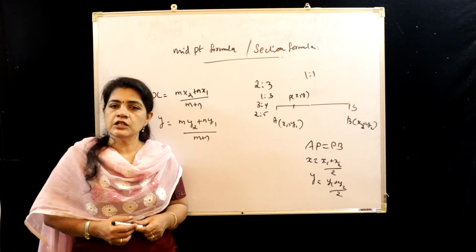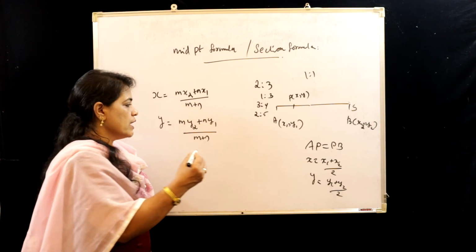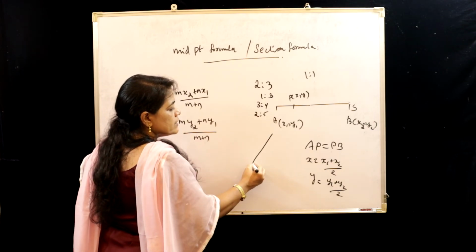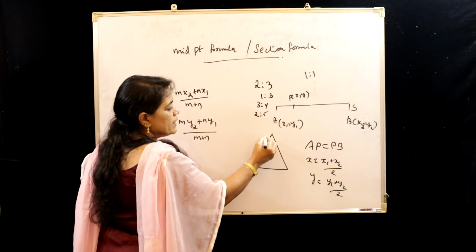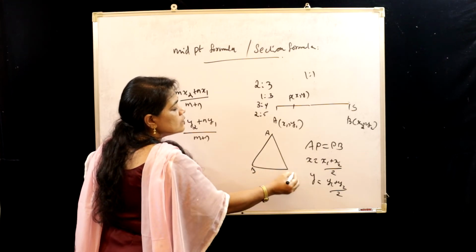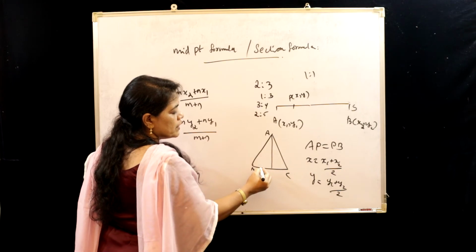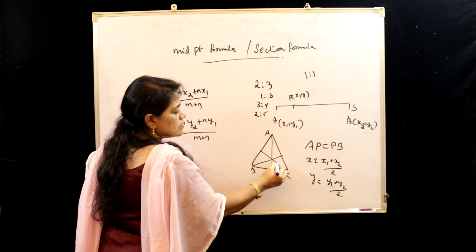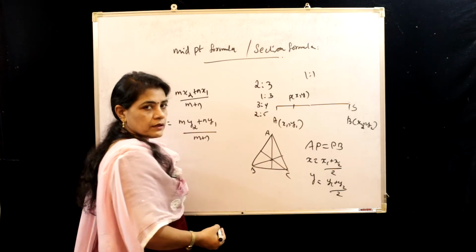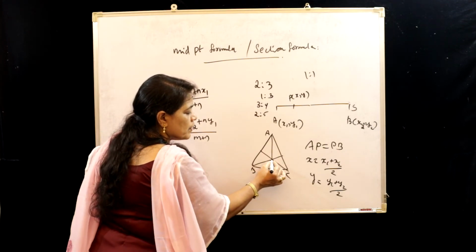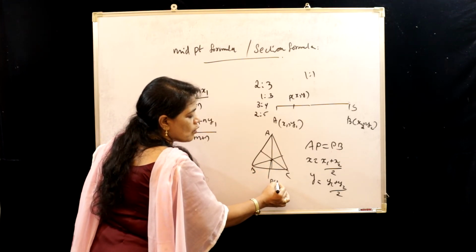Now the next point is how to get the coordinates of the centroid of a triangle. The centroid is the meeting point of all three medians of a triangle. Suppose, children, we have a triangle with A, B, C as the vertices, and medians drawn from the midpoints. Here comes the centroid. Let it be P, with coordinates x comma y.